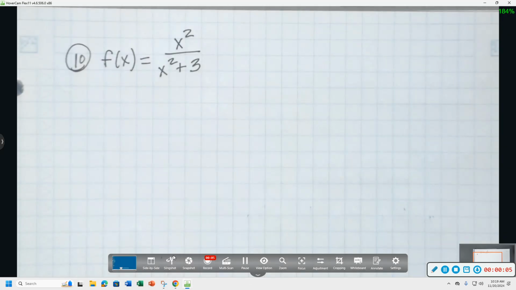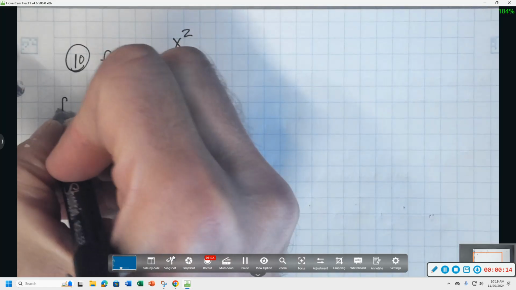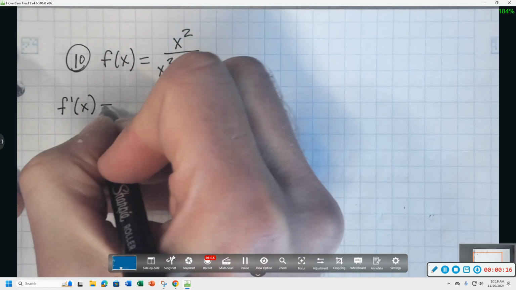So here we go. We have a function. We need to find the derivative of it first. What are we going to need to do to find the derivative of this? Quotient rule. Yay. We have no trig, but we have quotient rule.